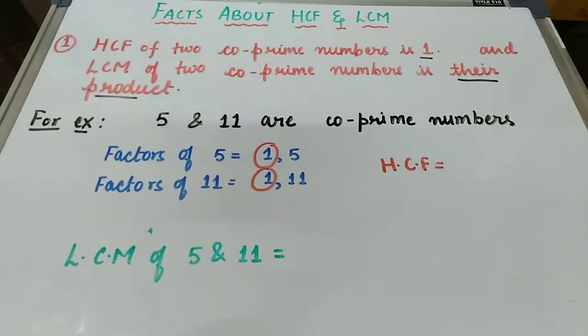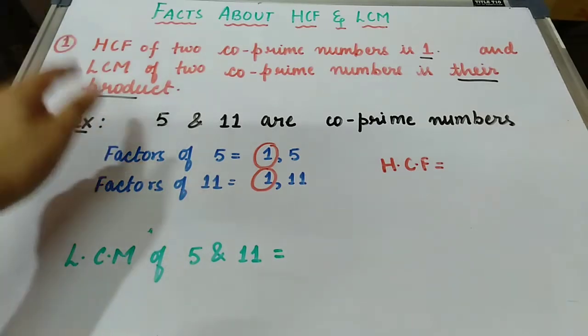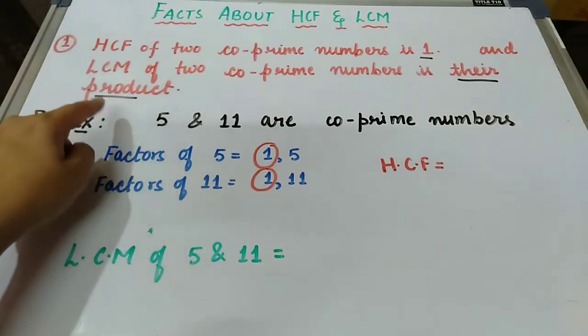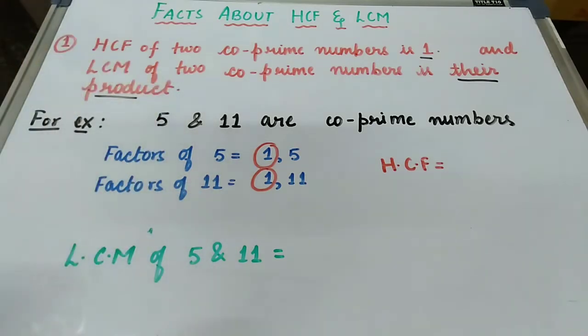Students, let us see some of the facts about HCF and LCM. So the first fact is, these are the key points that you have to remember and they are very important. The first one is: HCF of two co-prime numbers is 1.